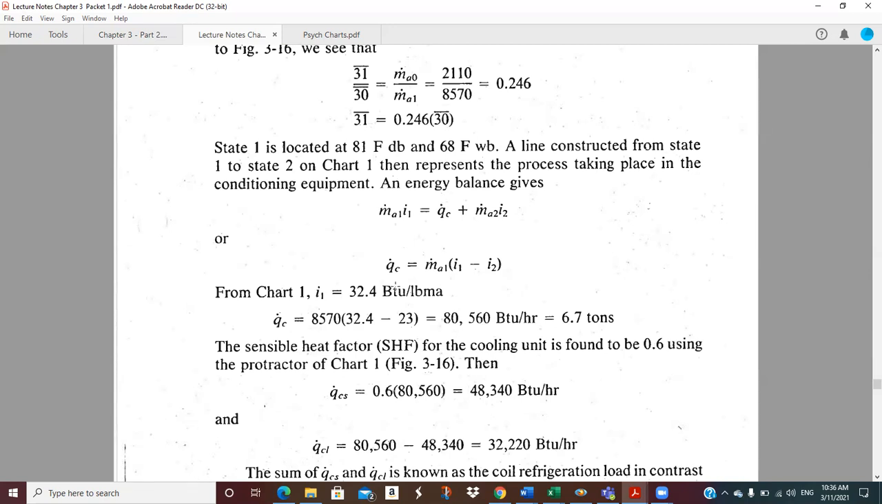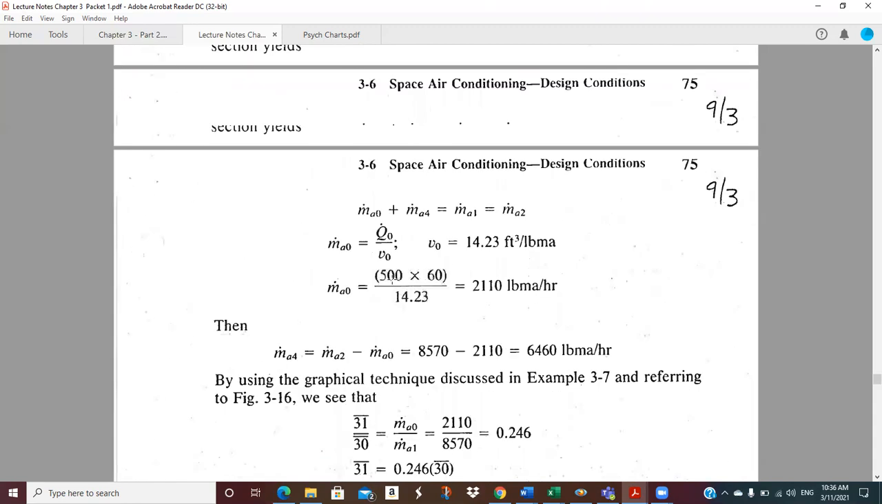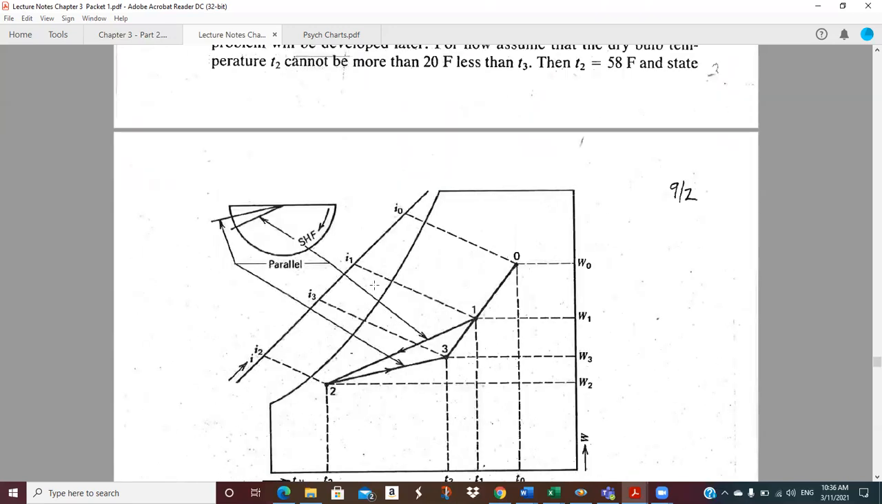Now, for the coil, we can also develop a sensible heat factor for the coil. You can take the slope of this line, the coil line, and take it back to the protractor and draw it up here, and then you can read this number, and that's the sensible heat factor for the coil. Kind of interesting, okay?